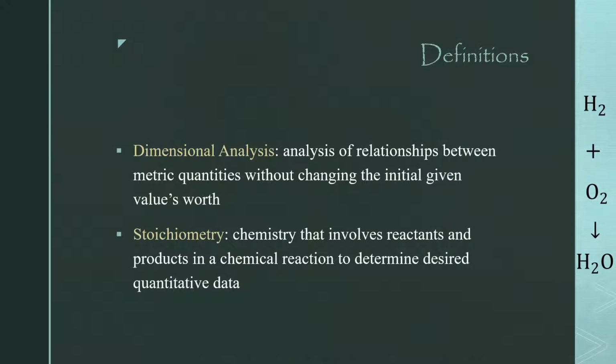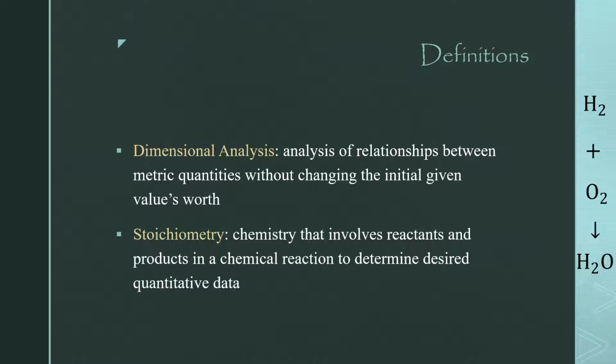We'll start with the definitions of dimensional analysis and stoichiometry. To begin, dimensional analysis is the analysis of relationships between metric quantities such as mass, length, temperature, and time, without changing the initial given value. In other words, a value may have a certain unit, but the problem calls for a different unit.